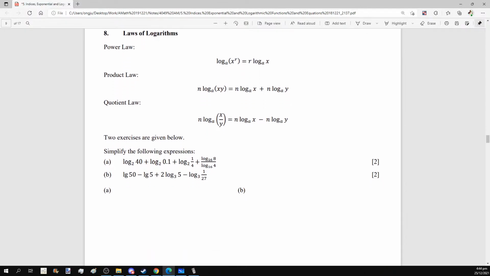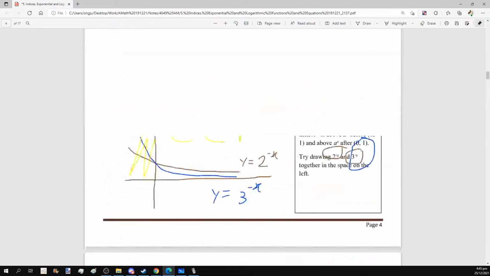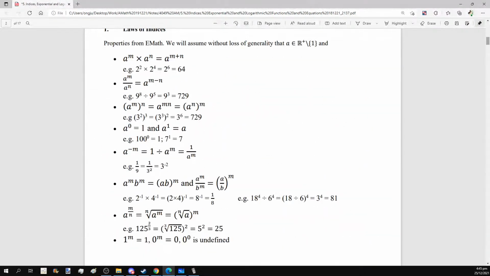Now this next section starts to get even more exciting. We have over here the laws of logarithms. In this case, we have 3 different rules that we need to follow, and these rules are actually very similar to what we have seen in indices. So for now, before I go through them, let me go back to the start where we looked at the laws of indices that you learned in E math.